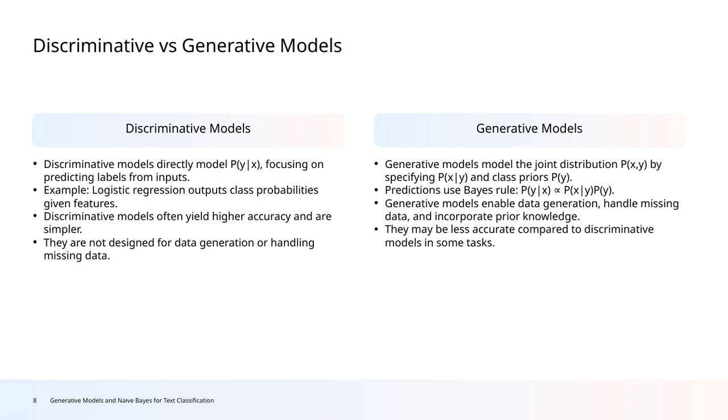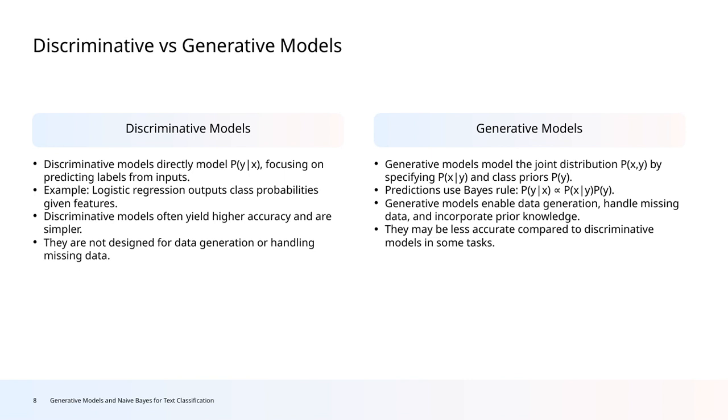One of the key advantages of generative models is that they can generate new data, handle missing data, and even incorporate prior knowledge into the model. However, it's important to note that in some tasks, generative models might be less accurate compared to discriminative models. On the other hand, discriminative models focus directly on modeling P(y|x), which means they're designed to predict labels based on the given input features.